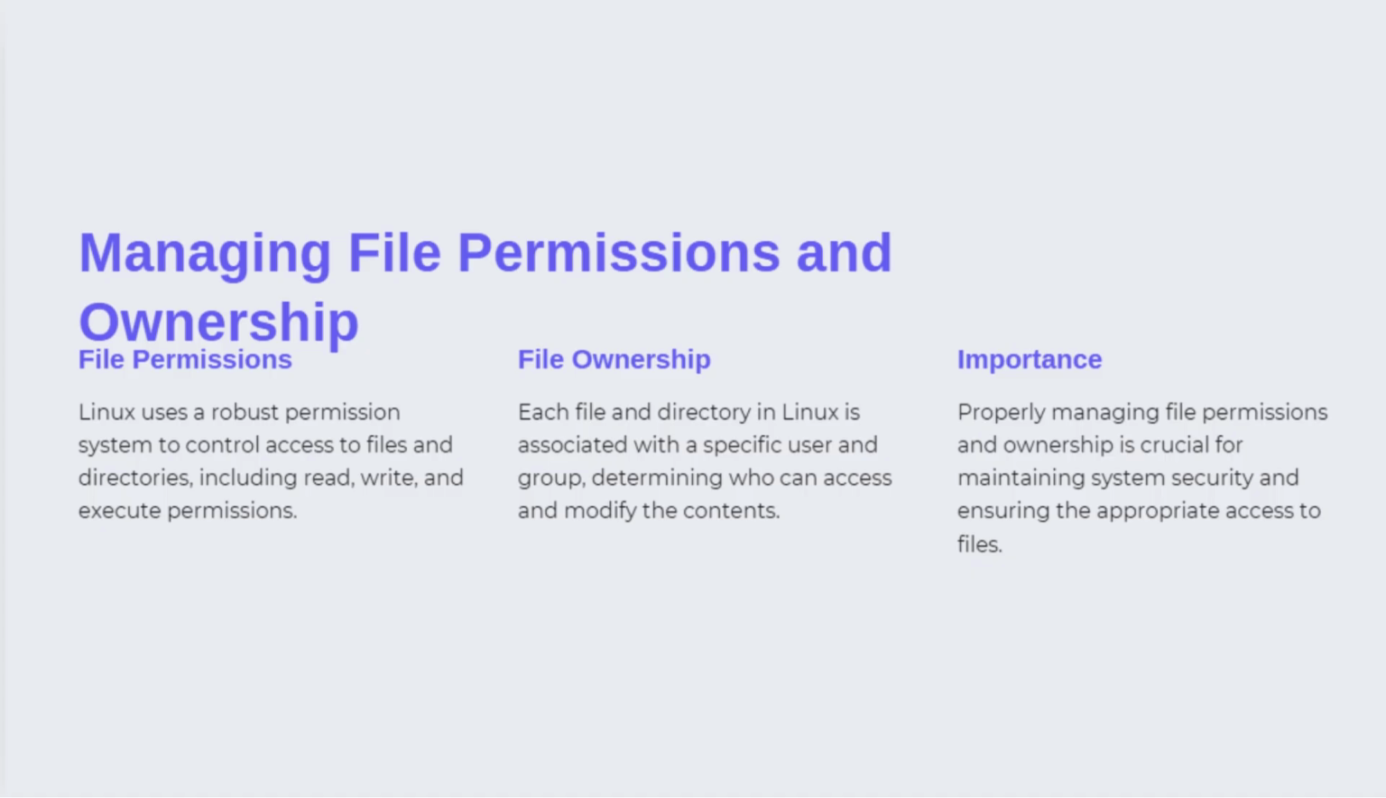Managing file permissions and ownerships. File permissions: Linux uses a robust permission system to control access to files and directories, including read, write, and execute permissions. File ownership: each file and directory in Linux is associated with a specific user and group, determining who can access and modify the contents. Importance: properly managing file permissions and ownership is crucial for maintaining system security and ensuring appropriate access to files.